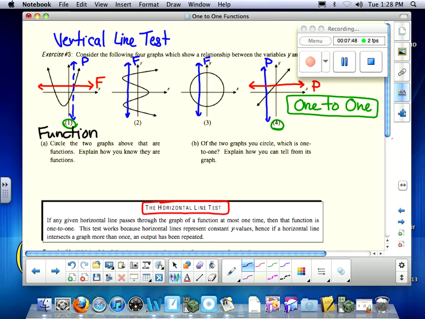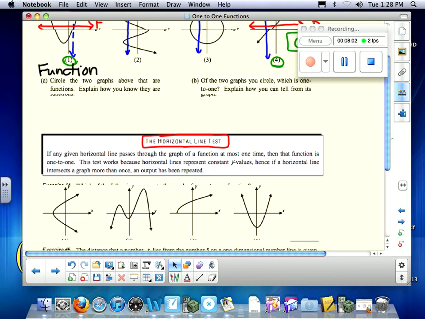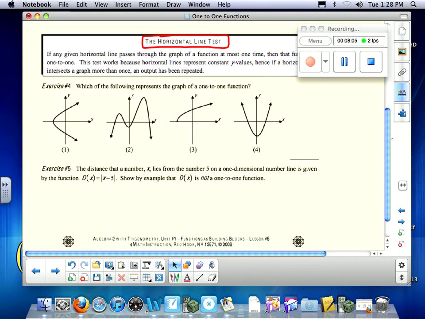Well, what we're going to learn is it will not have an inverse. We're going to learn that tomorrow. But it is still a function. It's just not one-to-one. I get it. Okay? Good. So that means number 4 should be a one-to-one function.